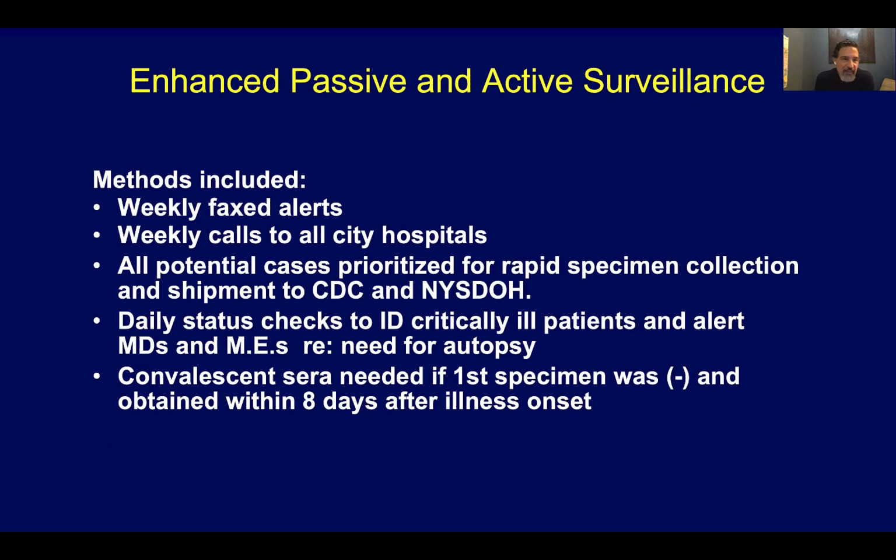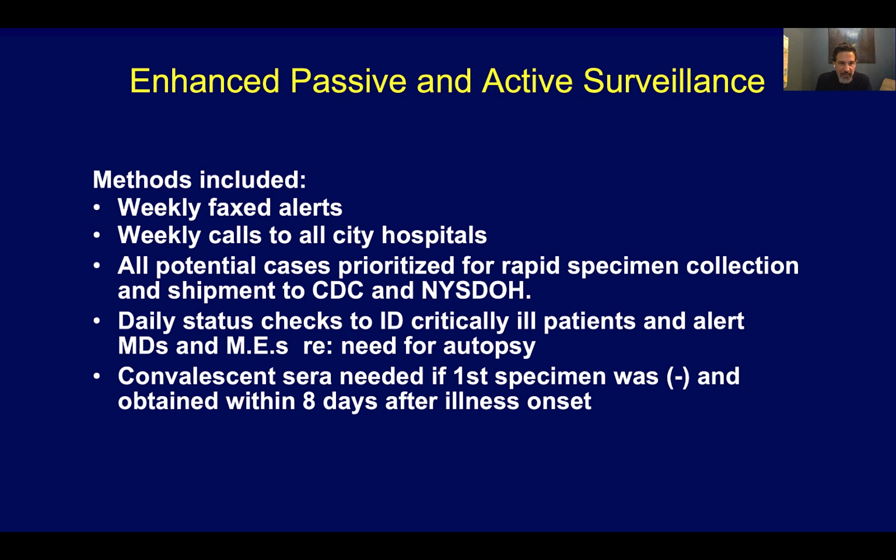So what did the surveillance and expanded case finding look like? The health department used methods including faxed alerts to healthcare providers and hospitals to remind them of the need to report cases that they might see that are consistent with the symptoms and other findings outlined in that case definition. They would make weekly calls to all the city hospitals to learn about new potential cases. So that was the active part of surveillance. And then they would prioritize all these potential cases for rapid specimen collection, and those specimens would be shipped as quickly as possible to CDC and the New York State Health Department for testing.